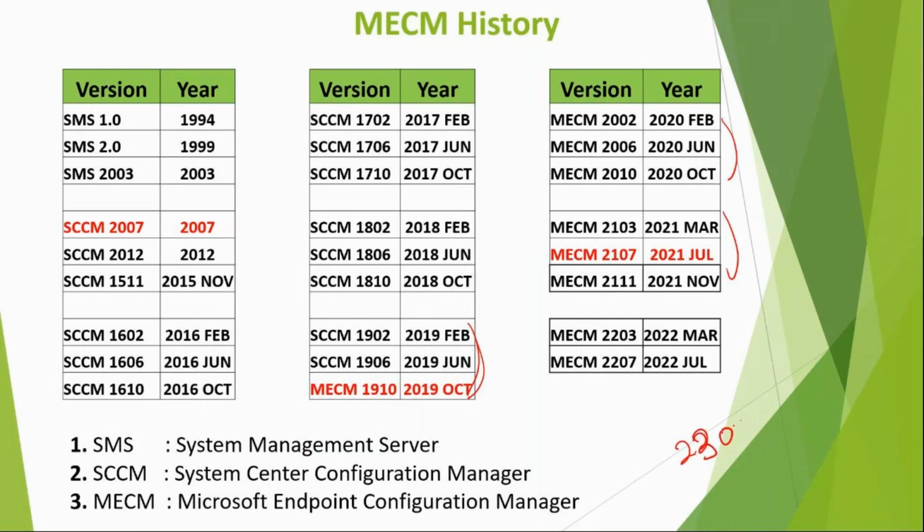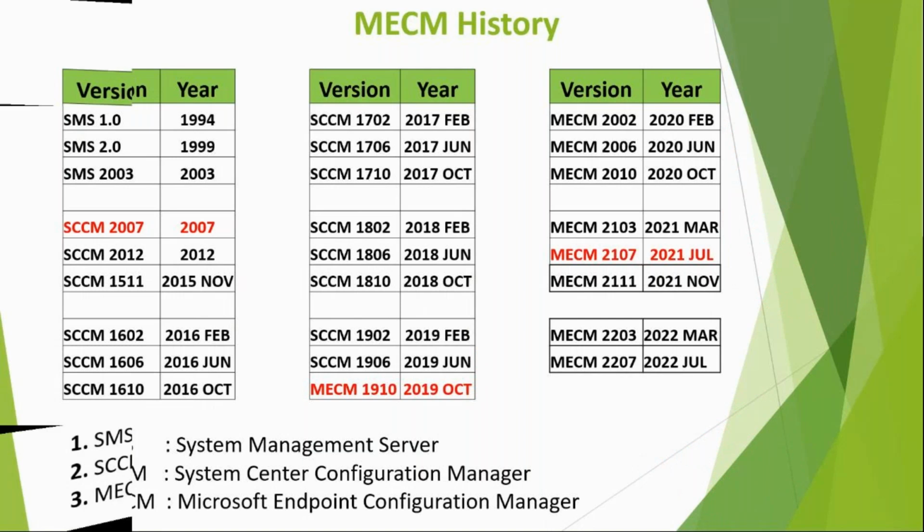2303 in the month of March and 2309 in the month of September. So this year they are going to release this one. Next year 2403 and 2409, right? That will be their plan in coming days. Okay, guys. So this is the historical background of SCCM at the moment.